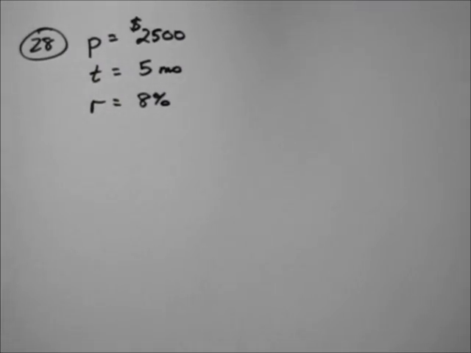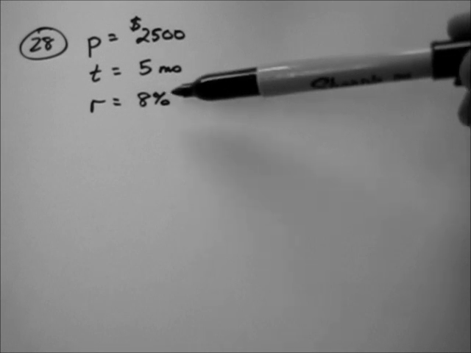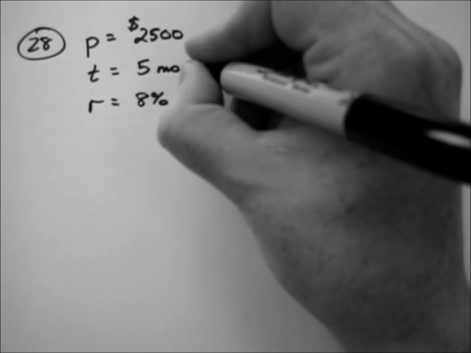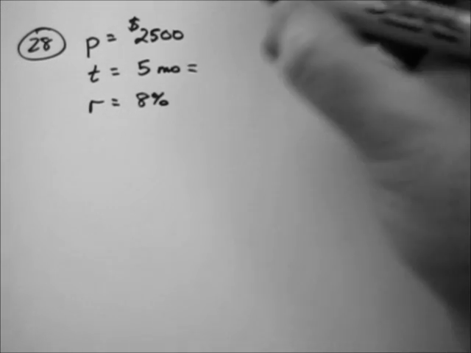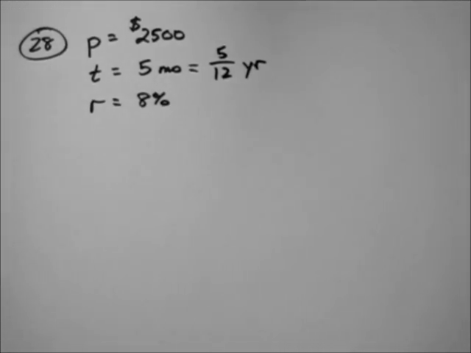This is problem 28 out of the text, same section 11.2, page 665. We're told that Kwame Adebele borrowed $2,500 for 5 months from a bank using U.S. government bonds as security. The bank discounted the loan at 8%. So once again, I've written down the pertinent information. This 8% is a yearly interest rate because we're not told otherwise. So therefore, I'm going to change the time to also be in years. 5 months is 5 out of 12 years. It's 5/12 of 1 year.